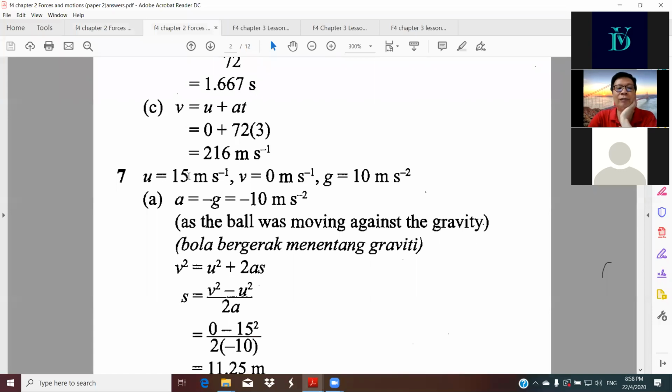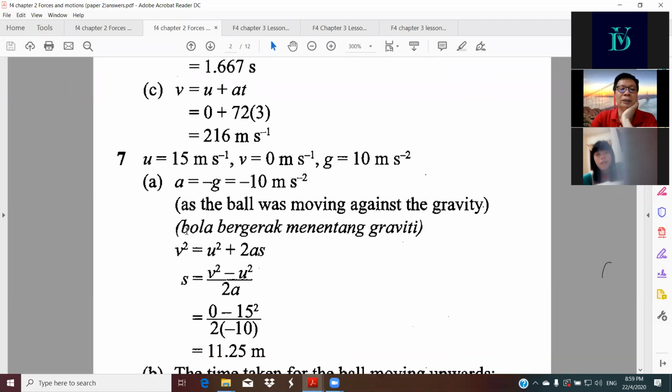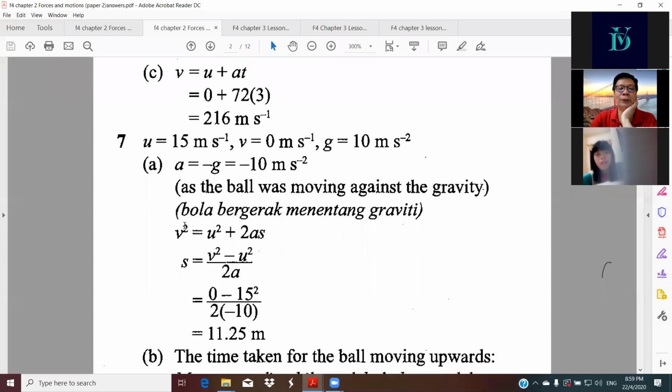Initial velocity 15, the moment you throw the ball. Final velocity when you reach the maximum point is 0, because it will stop for a while, right? And gravity is 10. When you go up, it becomes negative, against gravity. So this one is negative 10. You're going up against gravity. So use this formula: v squared equals u squared plus 2as. So you find s.